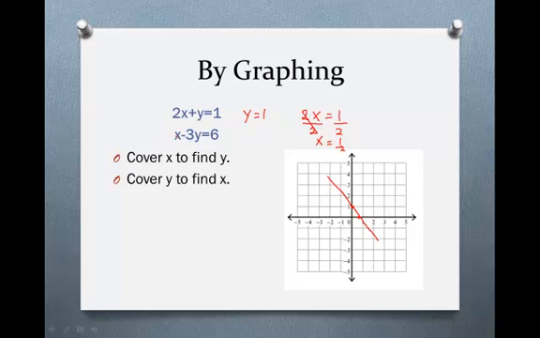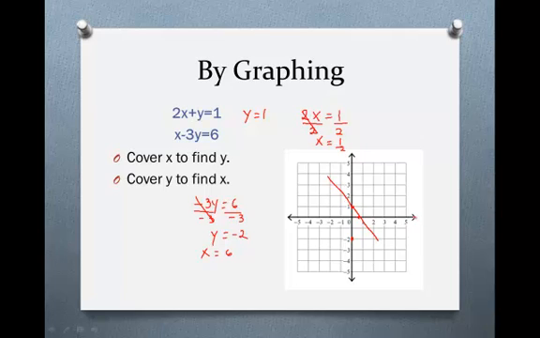So again, I'm going to cover the x to find the y, so I get that negative 3y equals 6. Divide by negative 3 on both sides, this cancels, and I get that y equals negative 2. That point is right here. And then cover the y to find the x. So I'm going to cover this, and I get that x equals 6.